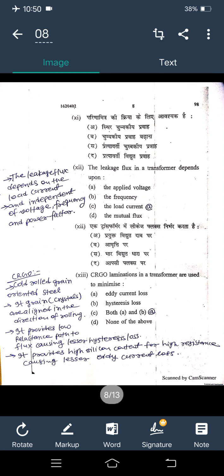Here are the very important points. CRGO provides a low reluctance path to flux, causing lesser hysteresis losses, and it also provides high resistance, causing lesser eddy current loss, because it has more silicon content. CRGO contains silicon. So it is high resistance, causing lesser eddy current losses. Therefore eddy current loss and hysteresis loss will be the right answer, option C.